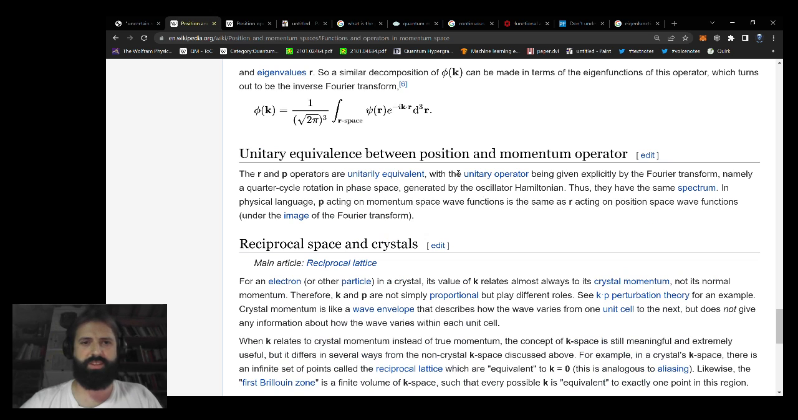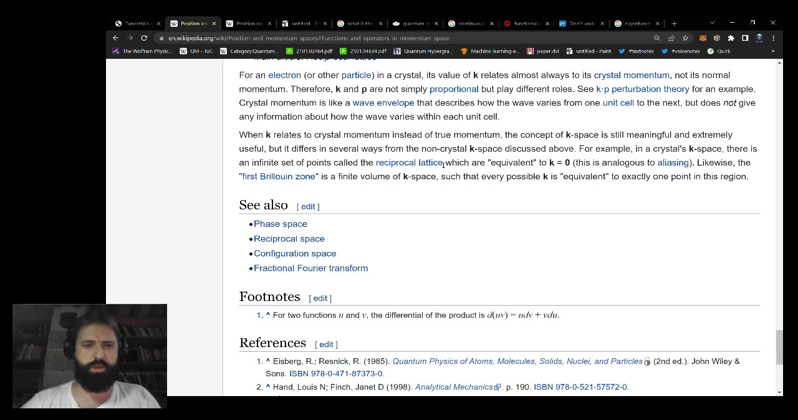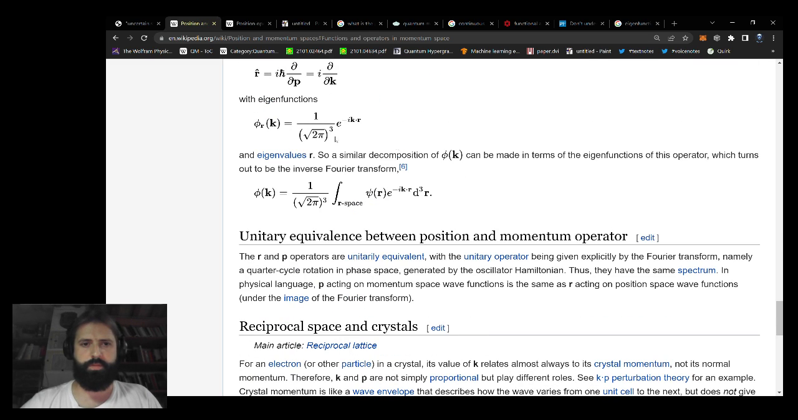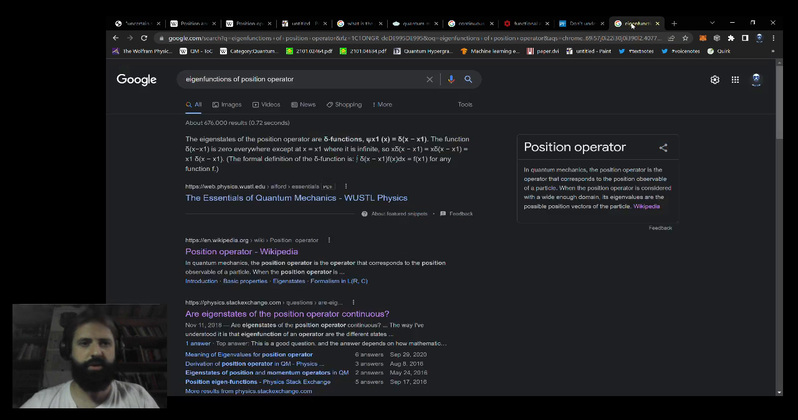Maybe I just need to see some concrete examples of these. But okay, there's two things. So one, a single example, and another, understanding what the eigenfunctions are then. So the eigenstates of the position operator are delta functions.